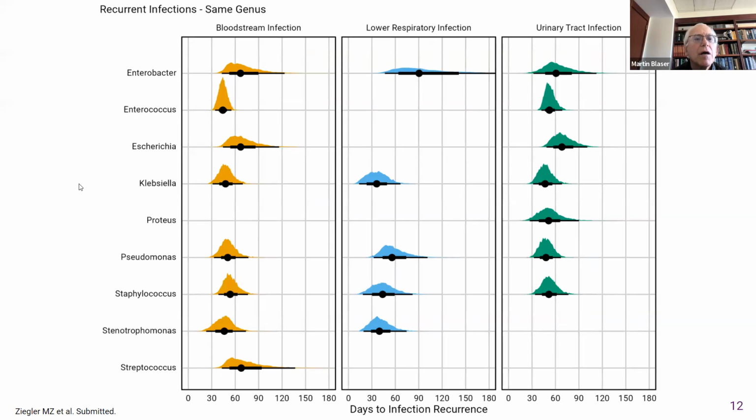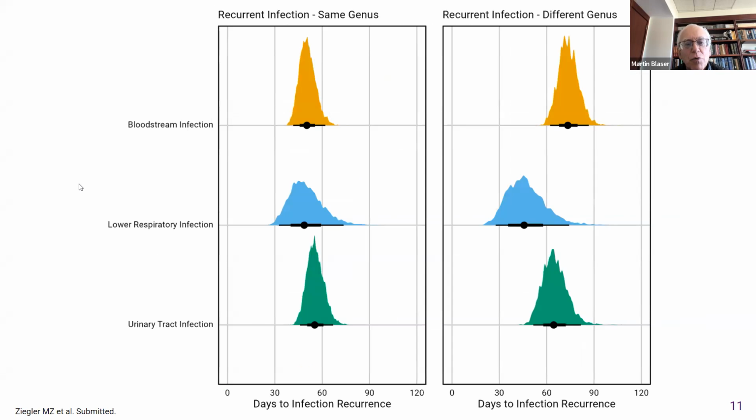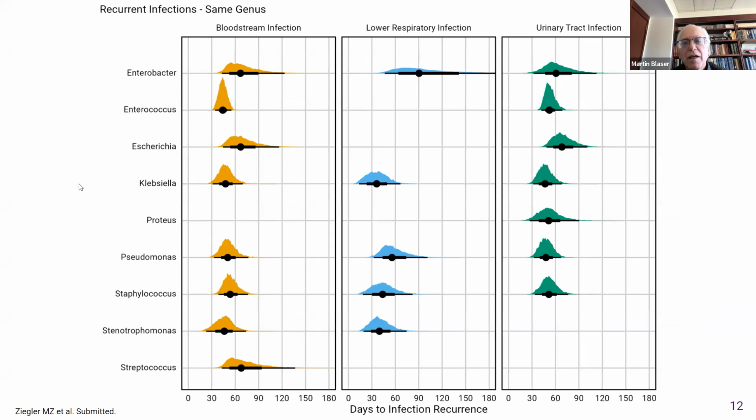Brendan? Yeah. Maybe you're going to answer this. Within the same genus, how much is the same species or the same strain? Yeah, so you're right, Marty. This is aggregated at the genus level, and we're still breaking this down.